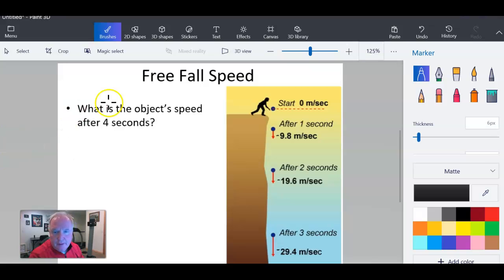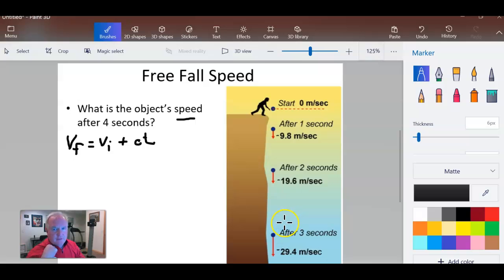And so if we look at our first problem, it says, what's the object's speed after 4 seconds if we drop it? Okay, so they're asking us for the speed. So we know that we have to write down the speed equation. And that is that the final velocity is going to equal the initial velocity plus a times t. All right, the final velocity is that velocity right here. What is the final velocity after a certain amount of time? Vi is the initial velocity, and then a is negative 9.8.